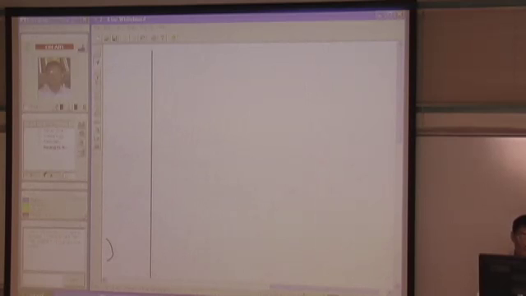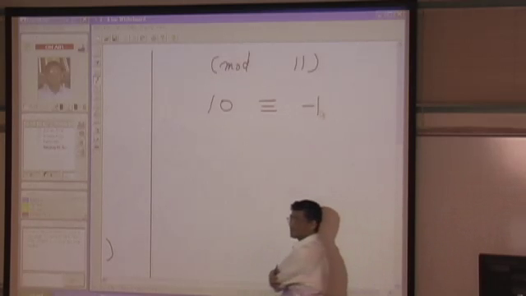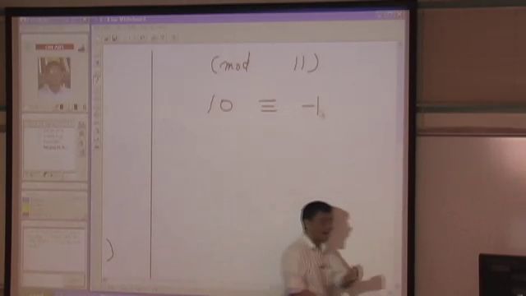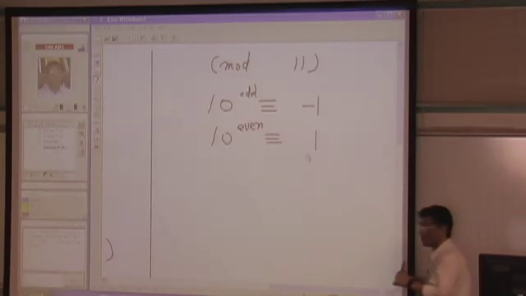With mod 11, ten is congruent to what? Simple number? Negative 1, right? 10 is congruent to negative 1. So any odd power is congruent to negative 1. Any even power is congruent to what? 1, right? Minus 1 times minus 1 is 1.